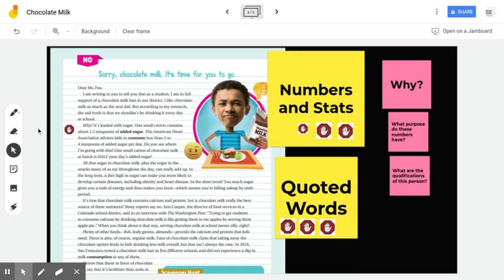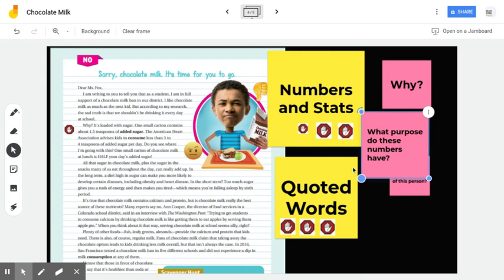And it's going to say, so I need to ask why. What's the purpose? What's the purpose of these numbers? Why do these numbers exist? It seems like it's telling us how much sugar is in chocolate milk, and that would be important to know if you're debating it.